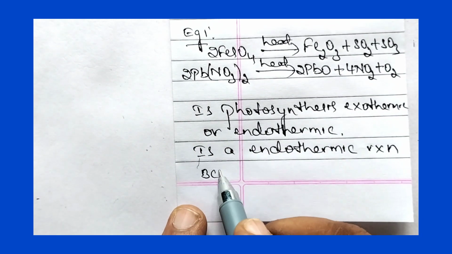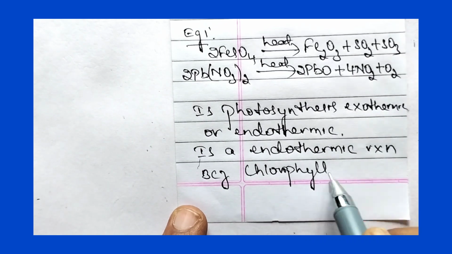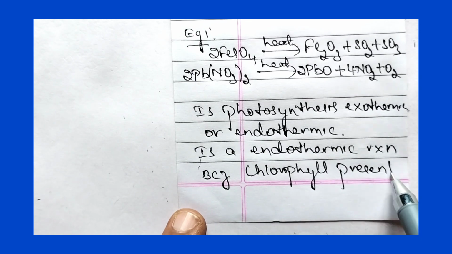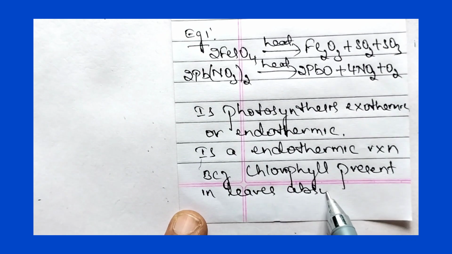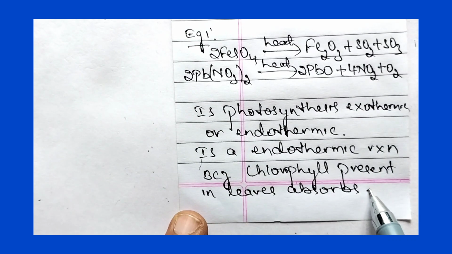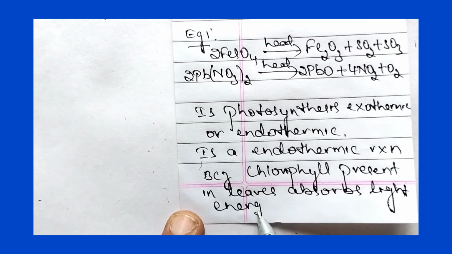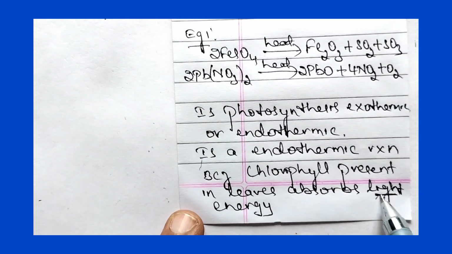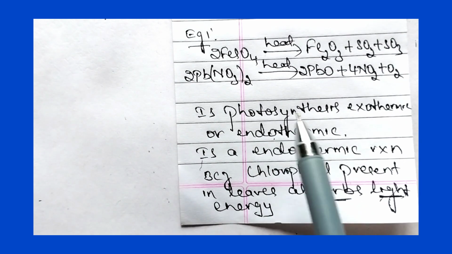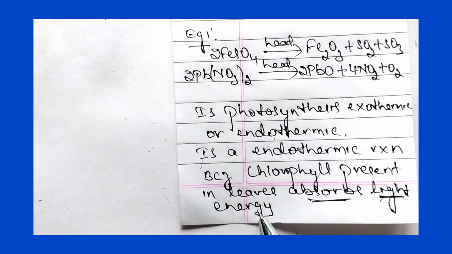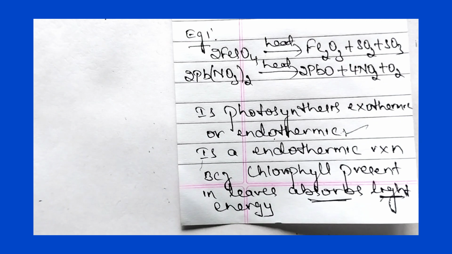Why? Because chlorophyll present in leaves absorbs light energy. Since the energy in the form of light is absorbed, such a reaction is called endothermic. During photosynthesis, chlorophyll will absorb light energy. Since the light energy is absorbed, photosynthesis is an endothermic reaction.